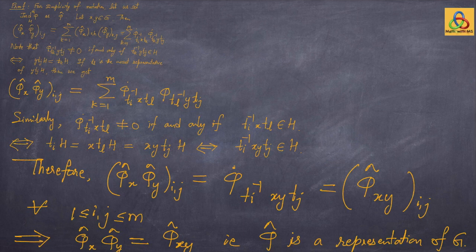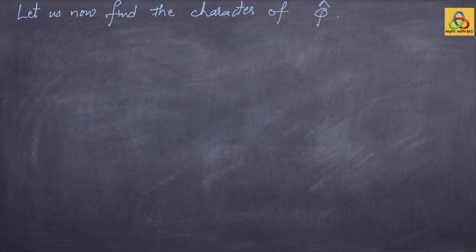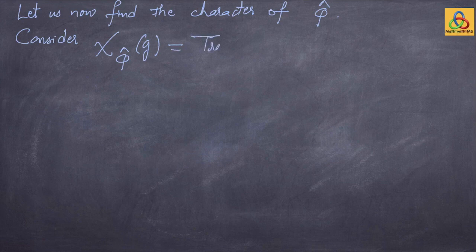Now let us find out the character of this representation. Let us now find the character of phi cap. Consider the character of phi cap at a group element G. This by definition is trace of phi cap of G, but phi cap of G is an m by n block matrix where each block is a d by d invertible matrix. So the trace is just the sum of the traces of the block matrices.